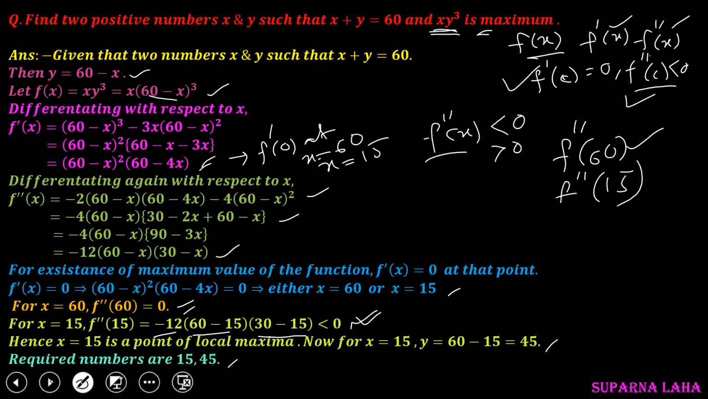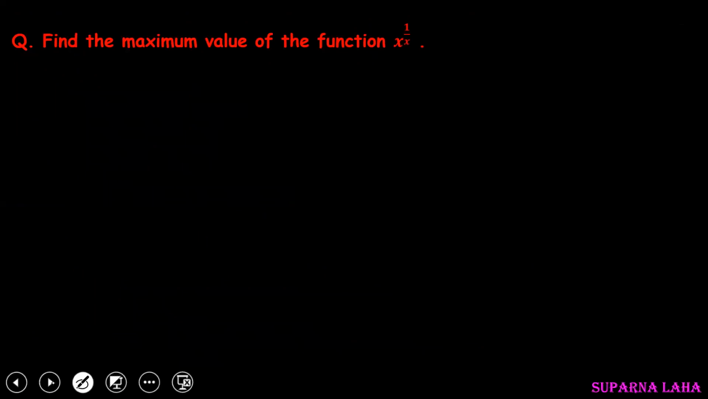And here is your next problem. Find the maximum value of the function x to the power 1 upon x. Look, this function is given function to the power function. Okay, so differentiating this function is a little difficult. But if we take log e both side, that is log y equals log x to the power 1 upon x. So by the property of log, we can write 1 upon x log x.